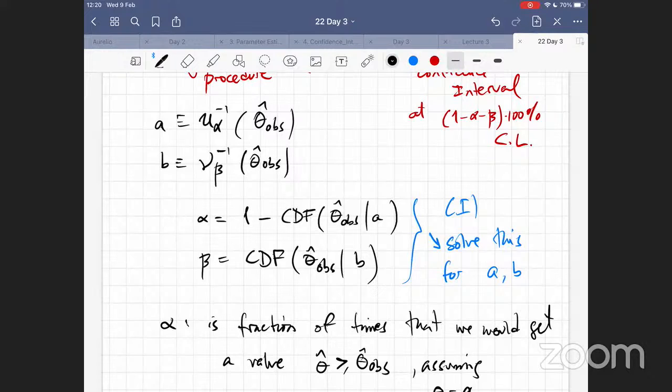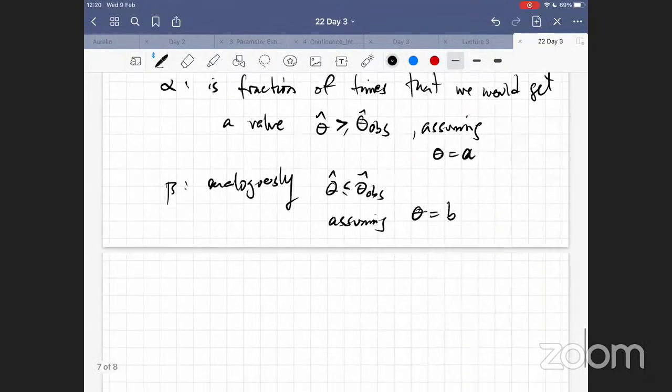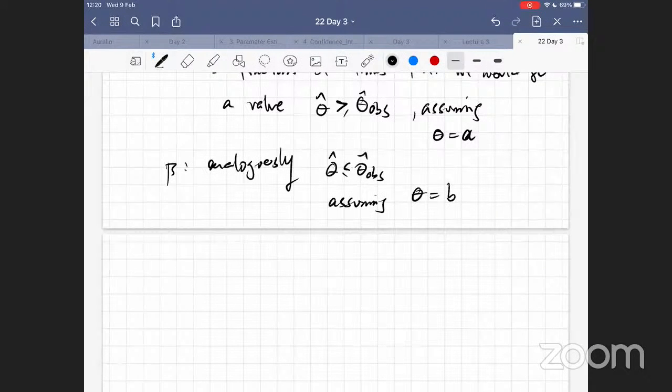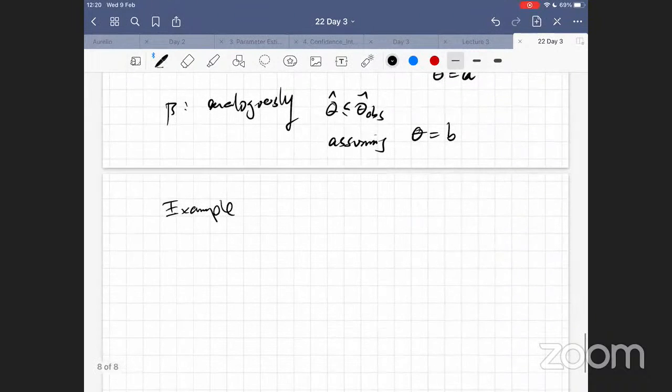95% confidence level, then you choose alpha and beta such that 1 minus alpha minus beta is 0.95. Okay, I understand. Okay, so let me just put an example here. An example from a Poisson variable. So suppose having a single measurement.